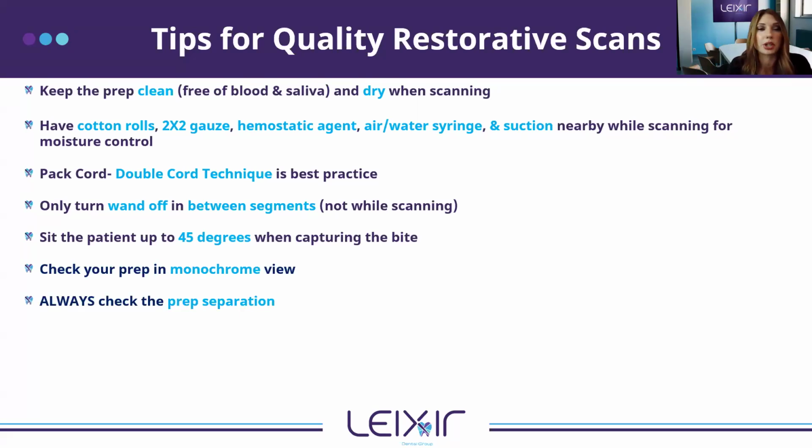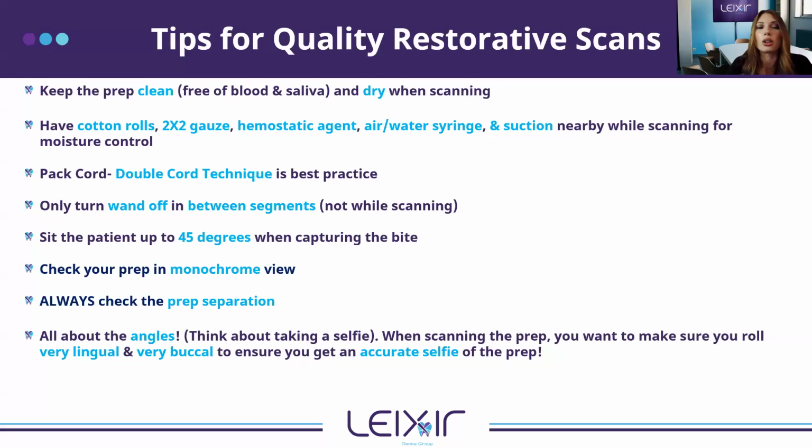We always want to check that prep separation like we talked about. It's all about the angle. I'm going to highlight this a little bit more when we do that scan as well, but how you scan can affect the fit of your crown. If you're scanning your prep and you're just going like this on the occlusal to try to capture the lingual and buccal sides, then you're probably going to have open margins. So rolling to be directly on the buccal surface, directly on the lingual, to make sure we have a very clear margin is really, really helpful.